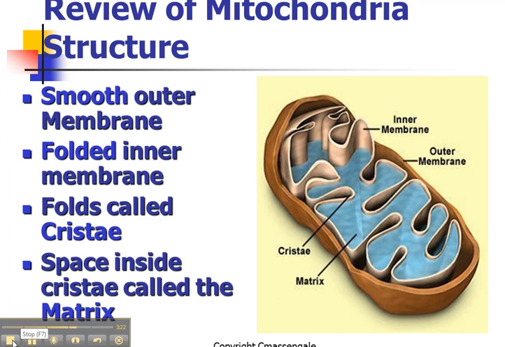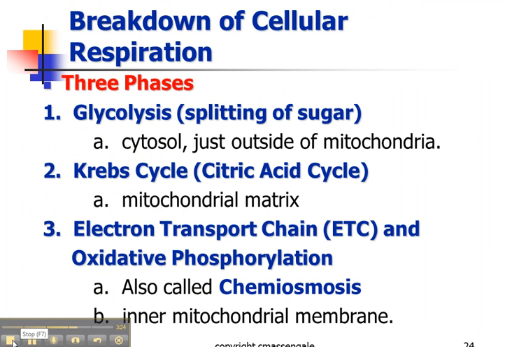And so again, we have our 3 different phases. We have glycolysis, which means splitting of sugar. Lysis is the splitting, glyco is sugar. It happens in the cytosol, just another name for cytoplasm, just outside of the mitochondria. The Krebs cycle, which is also known as the citric acid cycle, is in the matrix.